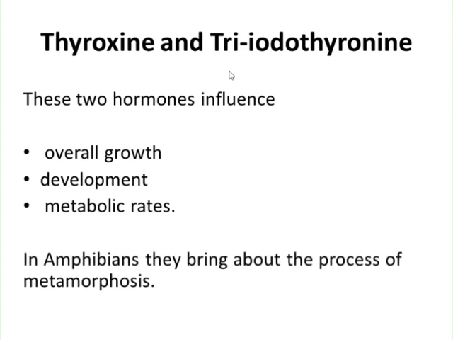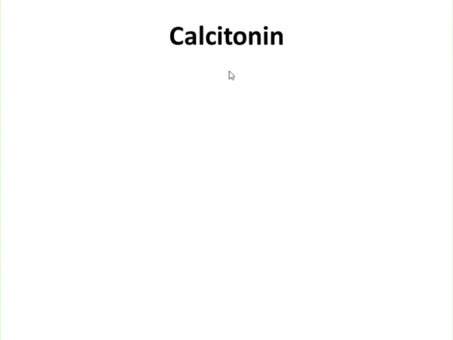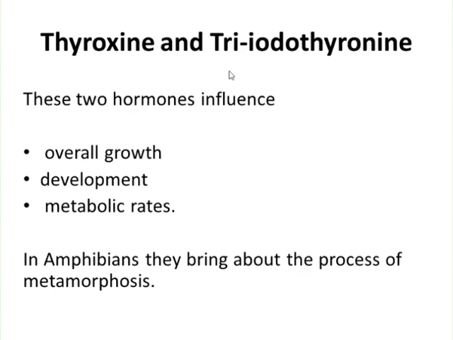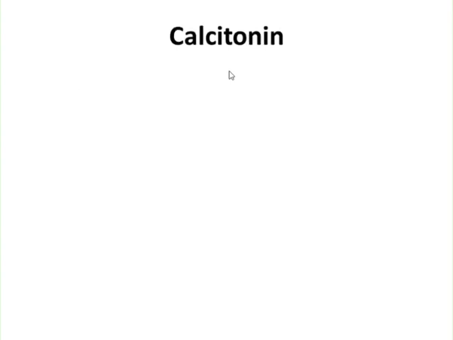These hormones bring about the process of metamorphosis, and when there is a deficiency of thyroxine or tri-iodothyronine, the larva does not develop into an adult frog and metamorphosis does not take place. The excess secretion of thyroxine or its deficiency causes metabolic disorders such as Graves' disease or cretinism.